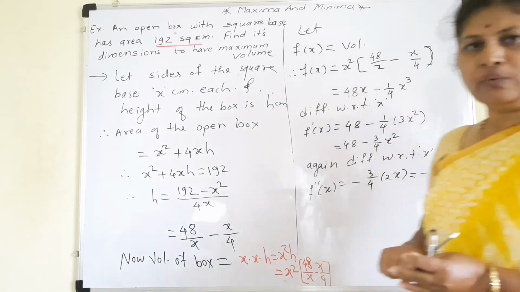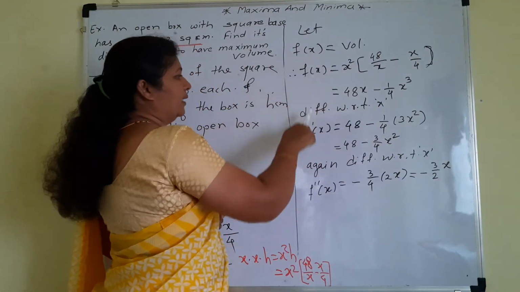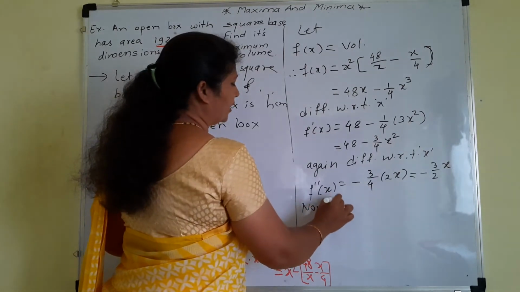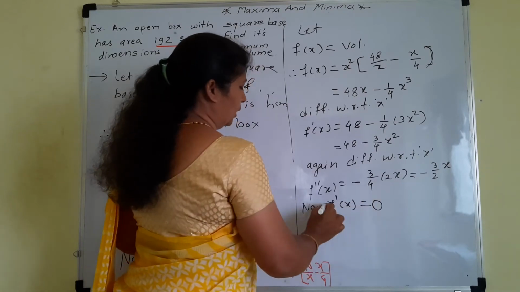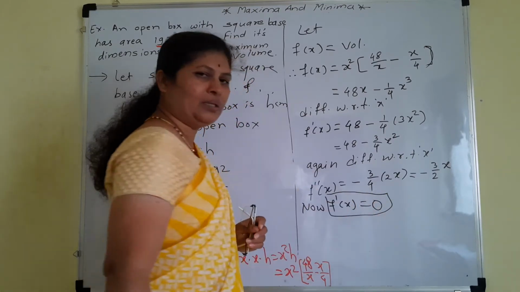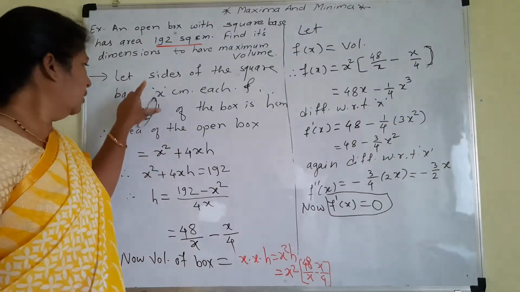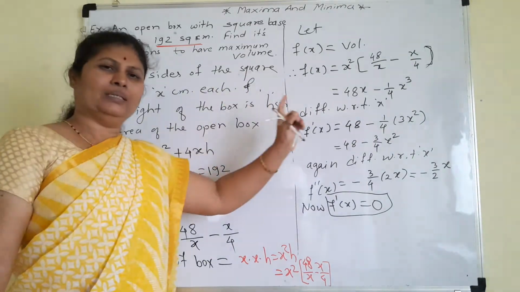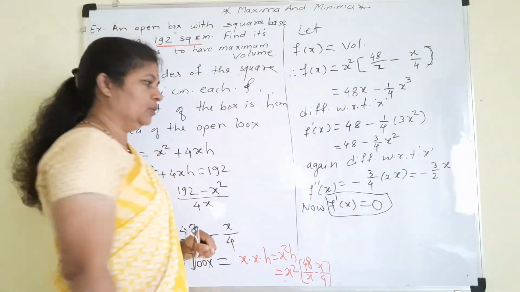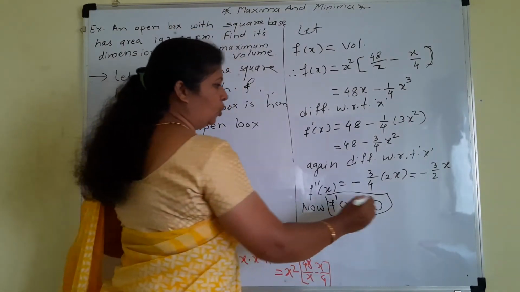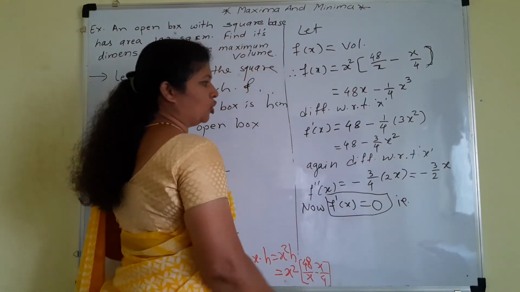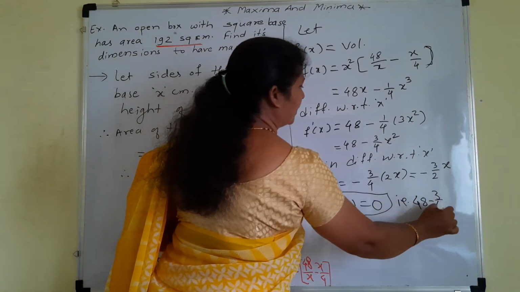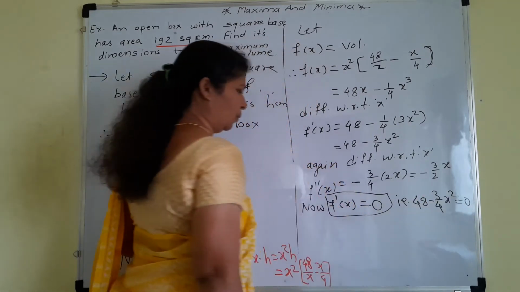Now for the turning point, for the maximum or minimum value, we know that f dash of x is equal to 0. The same process applies. Remember, for every example the process is the same. It is only important to find the proper function. If you can find the proper function, then you can do the next steps properly. So f dash of x is equal to 0, that is 48 minus 3 by 4 times x square is equal to 0.